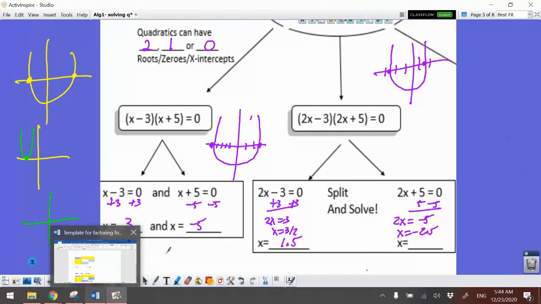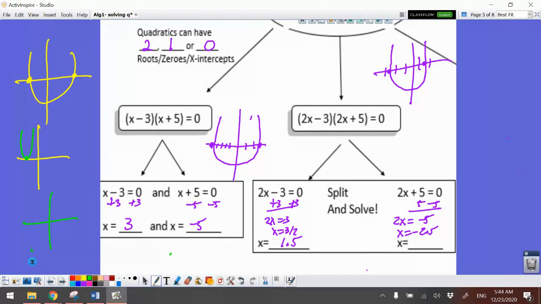So for example, if I draw a quadratic and let's say it's negative and it's here, it does not touch, okay? So this one has 2, this one has 1, and this one has 0. And we will come up with some that have 0 roots. Those are unique ones, but they do happen.